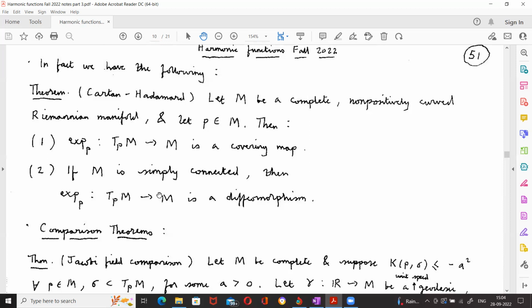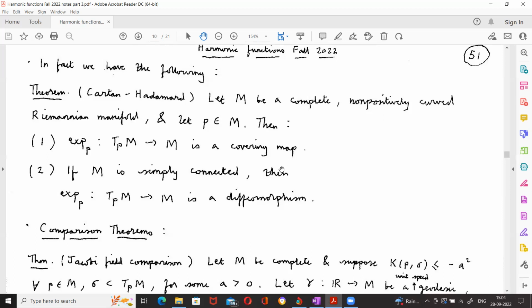Right. So this is one example of curvature influencing topology. This is a theme in Riemannian geometry that curvature bounds have topological implications. So here simply connected plus non-positive curvature, and of course completeness, implies contractible.